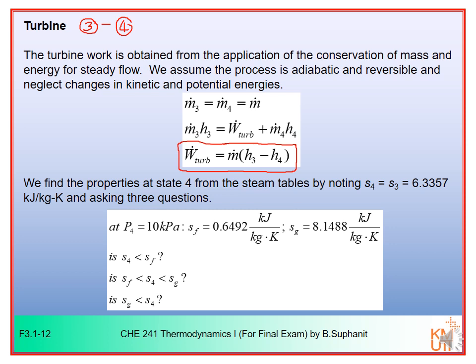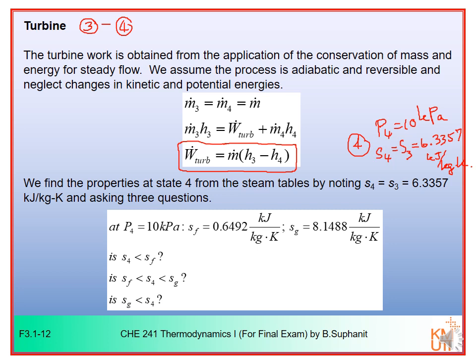But at point number 4, you know P4 equal to 10 kilopascal. And you know that process 3-4 is isentropic. So S4 will be equal to S3, equal to 6.3357 kilojoule per kilogram Kelvin. So it means that you now know two pieces of information, pressure and entropy. You can then use the steam table to determine the other property values.